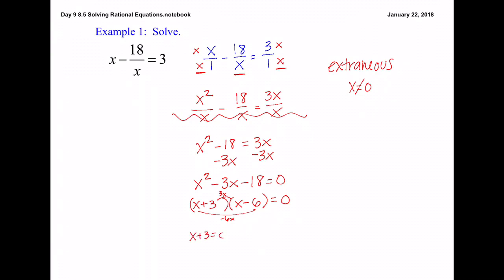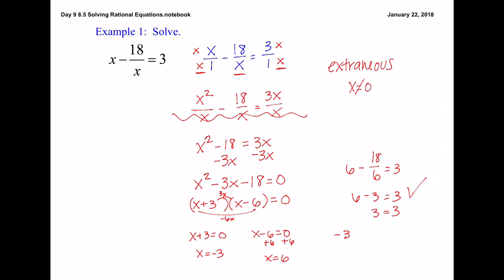Use that, then set those factors equal to 0. Inverse operation, so we get x equals 6 and x equals negative 3. If you plug those into check in your original, 6 minus 18 divided by 6 equals 3. 6 minus 3 absolutely equals 3. So we know 6 is a possible solution.